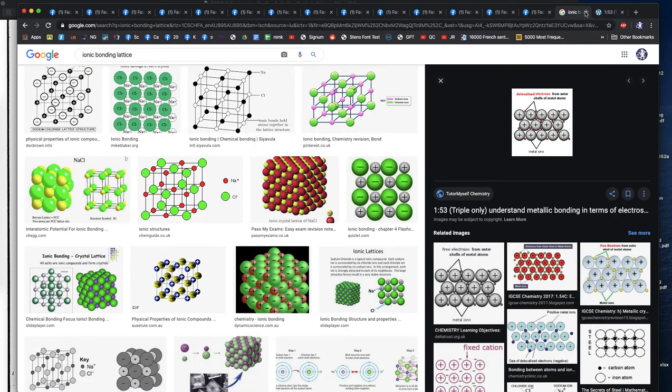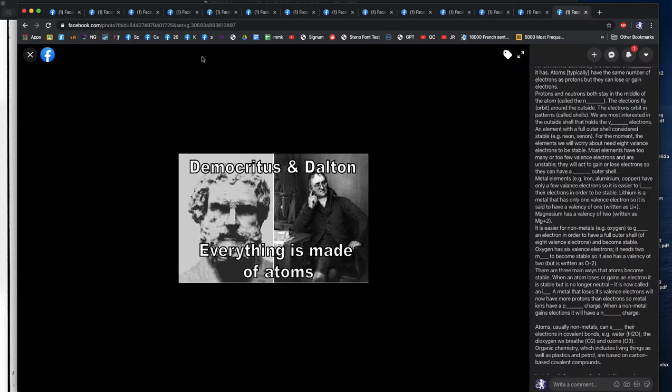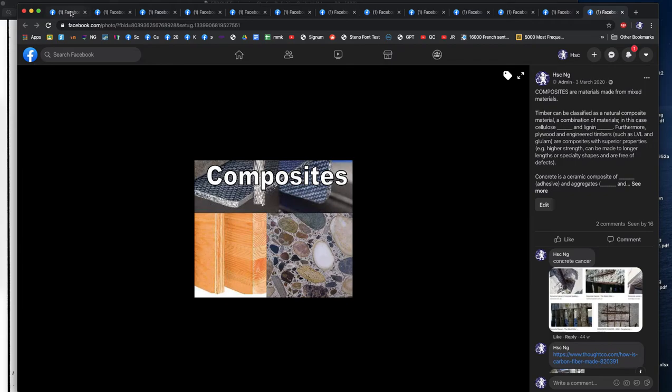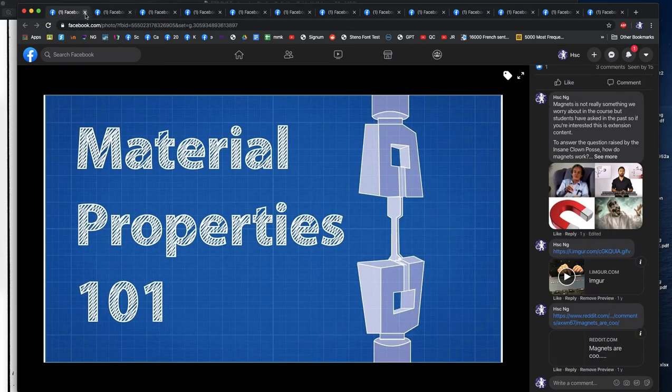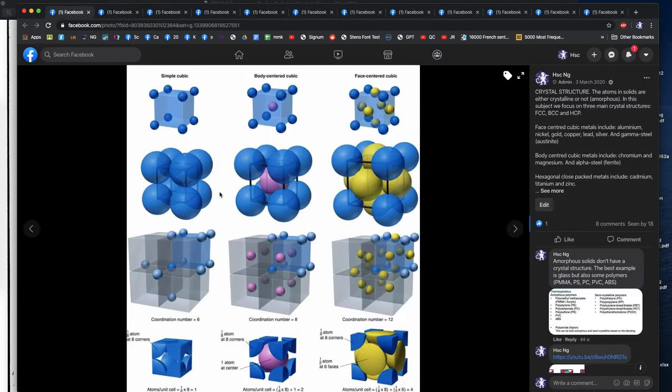Now, we should have covered this when we did crystal structures, but we can close that, and we're now onto our next one. These are the crystal structures we are most interested in.